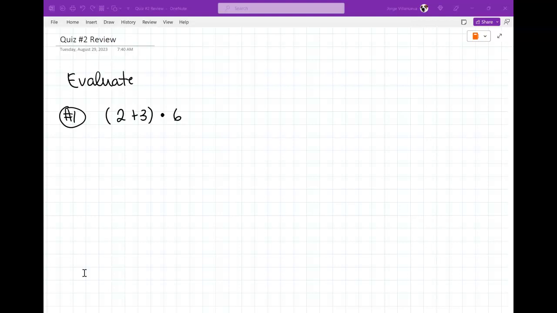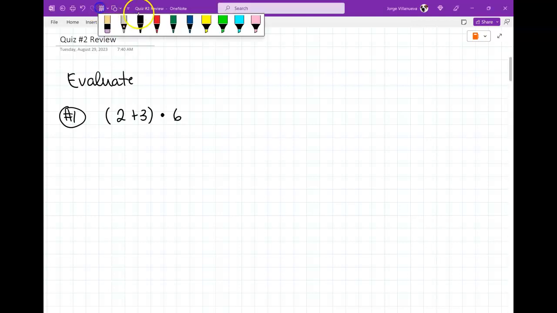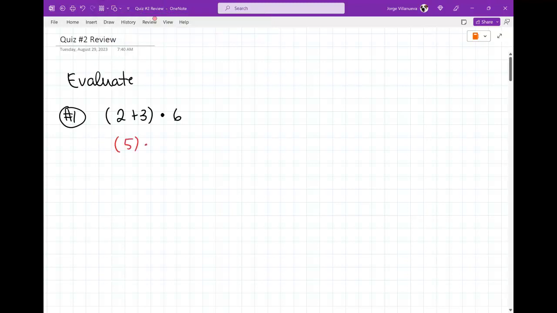So first one right here, it says evaluate. They give us the quantity of 2 plus 3 and then times 6. Okay, so parentheses is always done first, right? You're trying to do the order of operations. So parentheses is going to be done first. We are going to add 2 plus 3. That's going to give you a 5. And then you still have a times 6, and a 5 times 6 is 30.